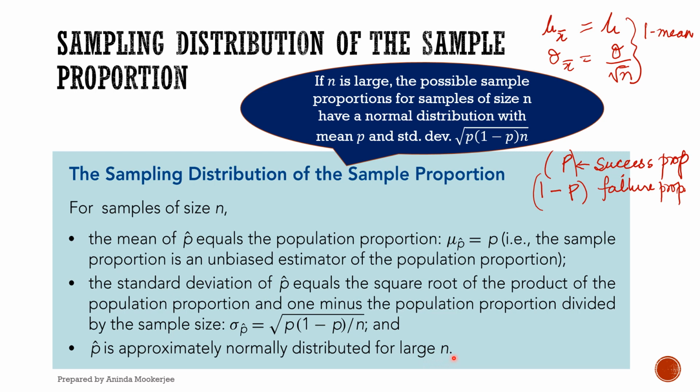And finally, about the distribution of P hat, that means the sample proportion is approximately normally distributed for large n. That means when n is greater than or equal to 30. Okay, so it says here in this bubble, if n is large, the possible sample proportions for samples of size n have a normal distribution with mean p, the population proportion, and the standard deviation square root of p times 1 minus p. This should be division, all right? I see that that's missing. There should be a division sign between p times 1 minus p divided by n. Okay?